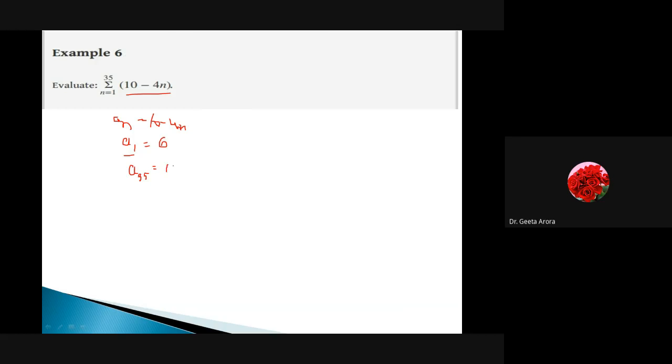So it becomes 10 minus 4 times 35. Correct? So this will give me the value of minus 130. And if I have to find out this sum, I can say this is a partial sum S35, which is given by n by 2. N by 2 means 35 by 2, a1 is our 6 plus an. An is our 35. So can you calculate it for me and give me an answer?